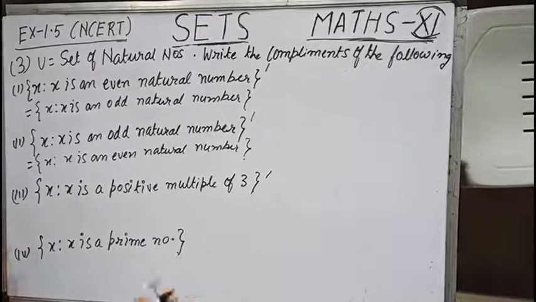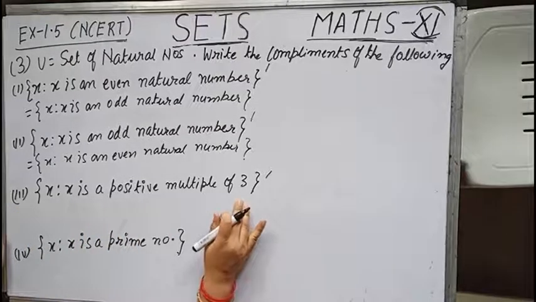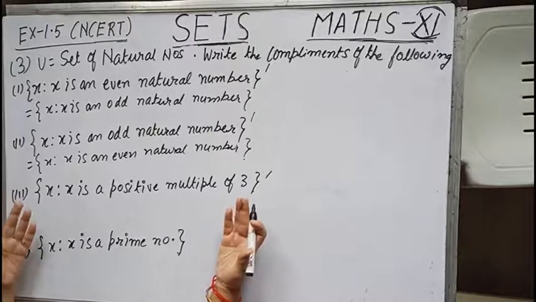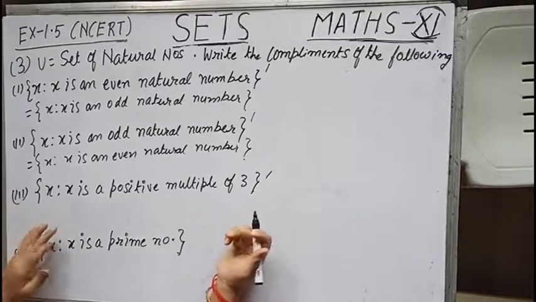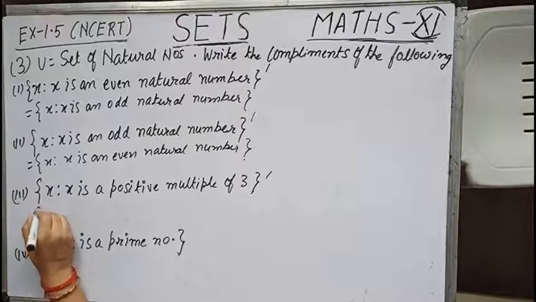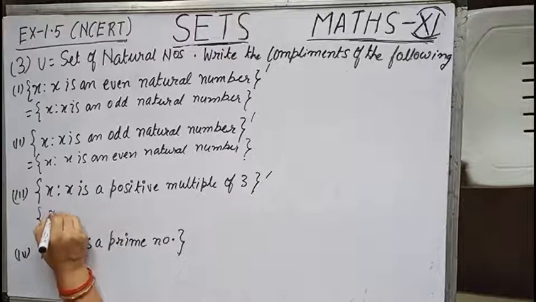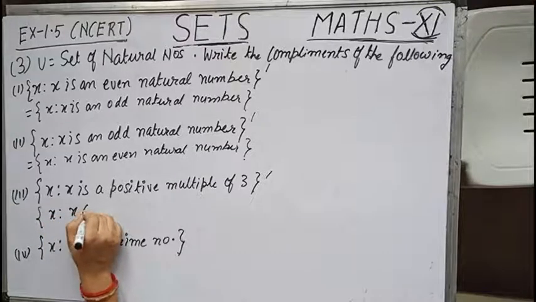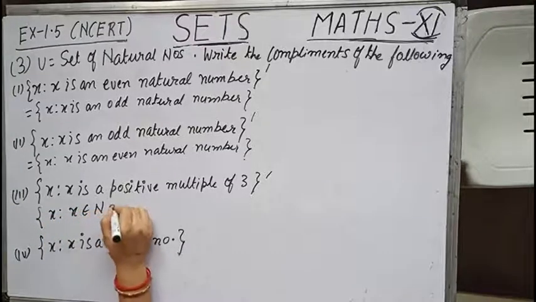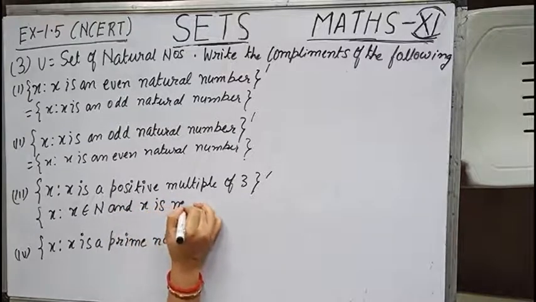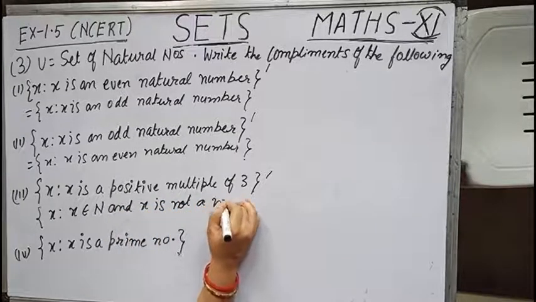Number 3 is x such that x is a positive multiple of 3. So obviously its complement will be x such that x is a natural number and x is not a multiple of 3. So its answer will be, complement you will be writing, and x such that x belongs to the natural numbers and x is not a multiple of 3.